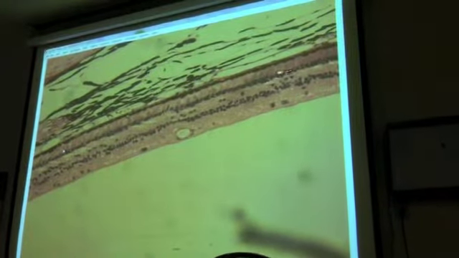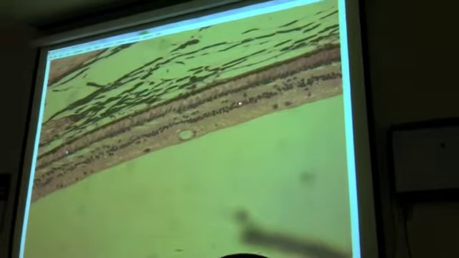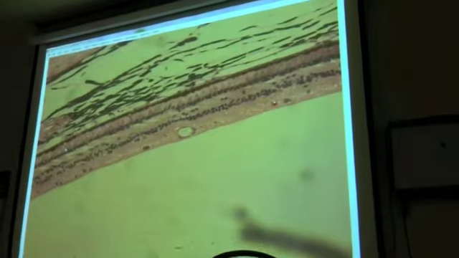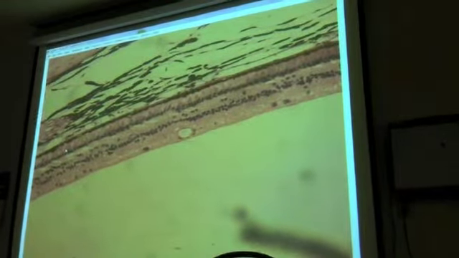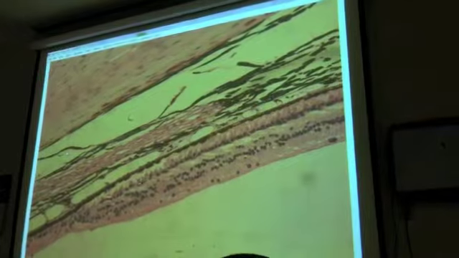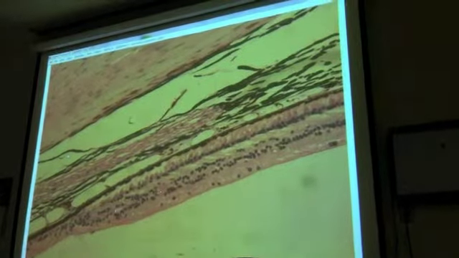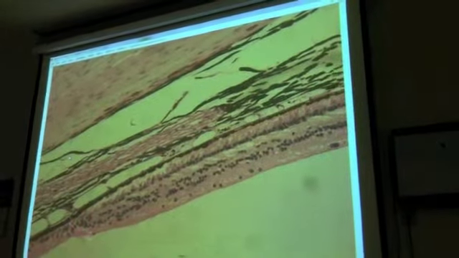So here we still have rods and cones, bipolar cells, and ganglion cells. And watch these layers as we go this way. I have to go just a little bit farther. That's the last of the rods and cones, the last of the bipolar cells, the last of the ganglion cells. The retina ends right there.